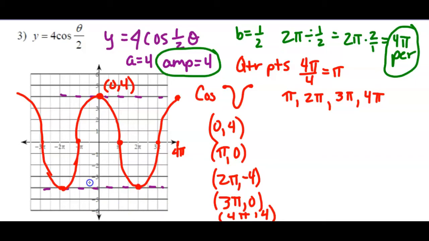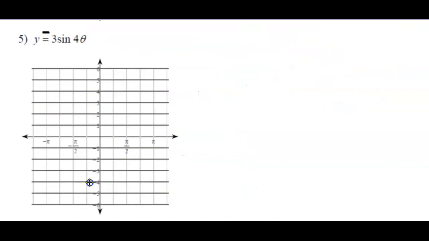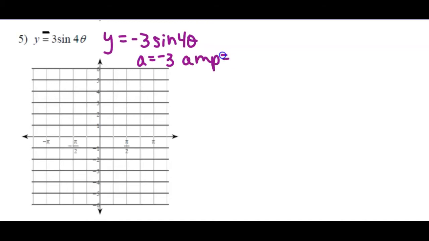All right. You're probably going to have to pause this video along the way. Number 5. I had to try to type that negative in there. I wanted this to be y equals negative 3 sine 4 theta. So A is negative 3, but that means the amplitude, remember, is the absolute value of that. The amplitude is positive 3. Don't ever give me a negative amplitude. The amplitude is positive 3.